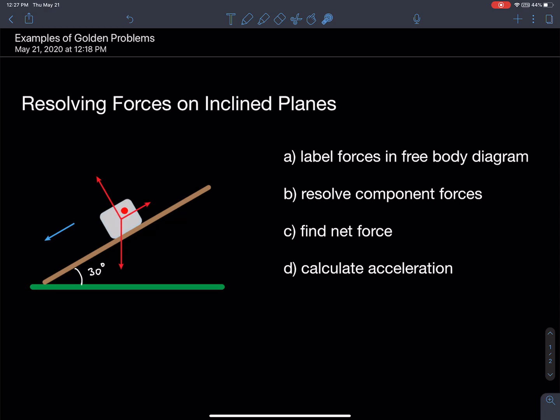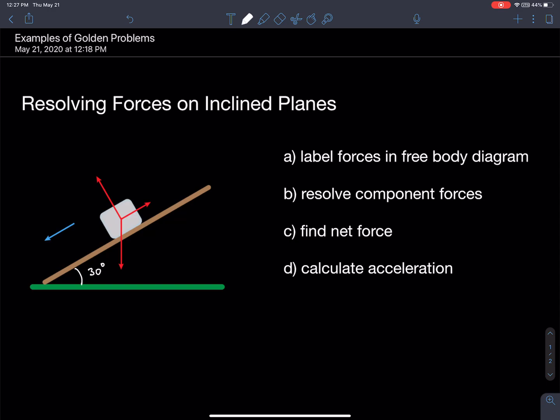And here's an object that's going to be sliding down the ramp, and here are the component forces. If you remember, this is like my free body diagram. So the first step to solving any problem on an inclined plane is drawing this diagram and labeling forces in the free body diagram. So let's start by labeling it, okay?